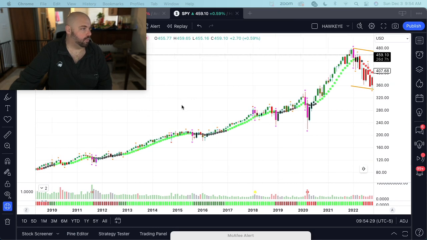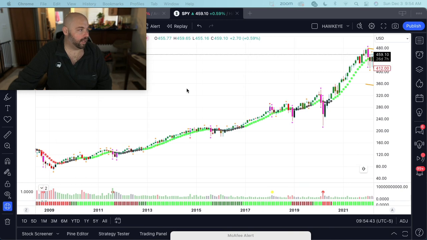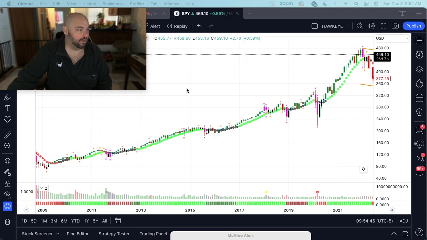In this video, we're going to take a look at Hawkeye tools here. We're going to take a look at the SPY. This is the ETF that tracks the S&P 500, essentially the benchmark to the broader markets, if you would. And what I kind of want to focus on is looking at a bigger picture chart. When I say bigger picture chart, we're looking at a monthly chart.